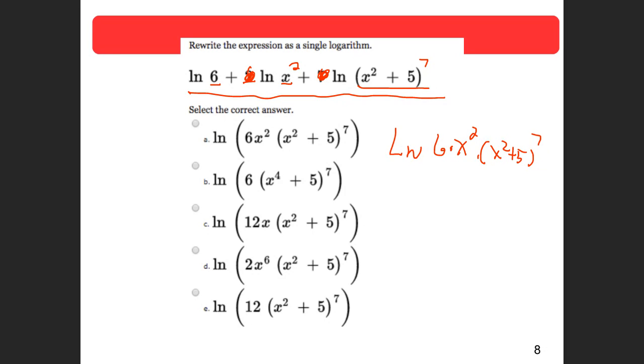Now, if I can simplify, I probably would, but there's no way they're going to ask you to multiply this out, (x squared plus 5) to the 7th power. That would take me a long time. So I'm just going to say my answer is letter A, natural log of 6x squared times (x squared plus 5) to the 7th power. Brian, does that make sense, how I came up with that answer?